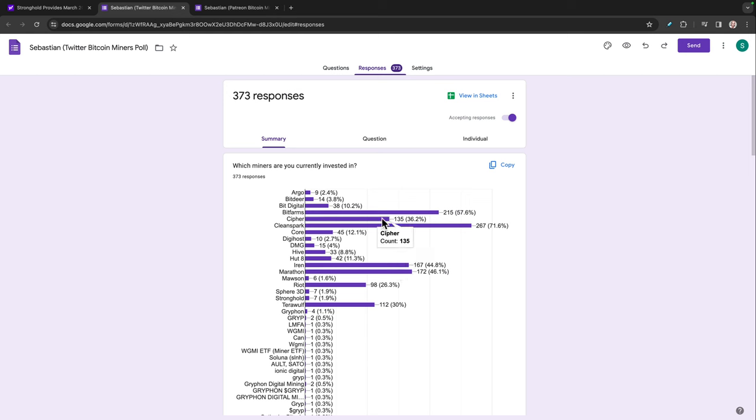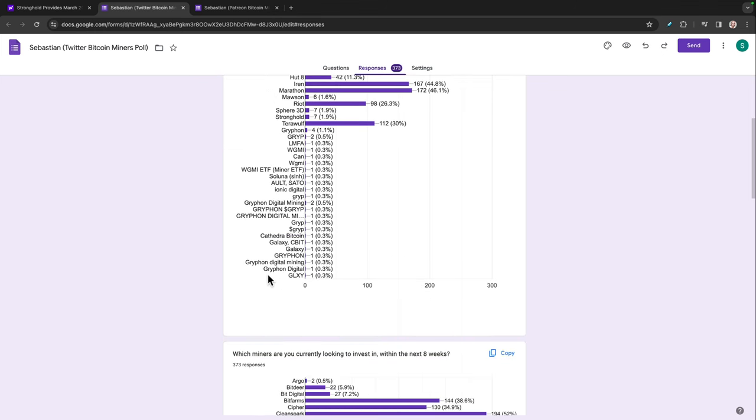And you got Cipher as well, 36% there. You got Riot at 26 and TeraWulf at 30%. So those are obviously the leading stocks that people are interested in. And then you got Bit Digital at 10% here, Hive at 8.8, Hut 8 at 11.3.